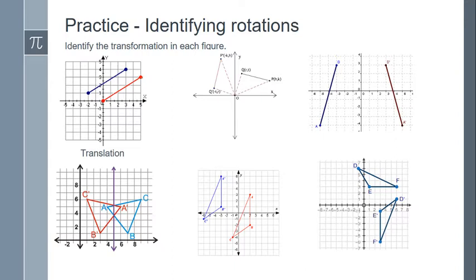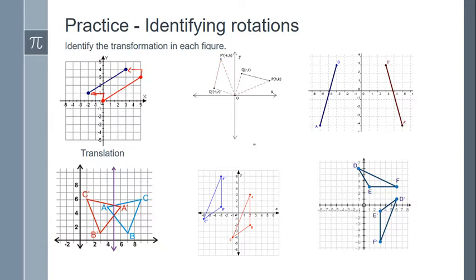It looks like to move the red point to this blue point, we went up one and to the left two, and every point was translated in a similar manner. We can tell that the orientation stayed the same. We didn't rotate it any.